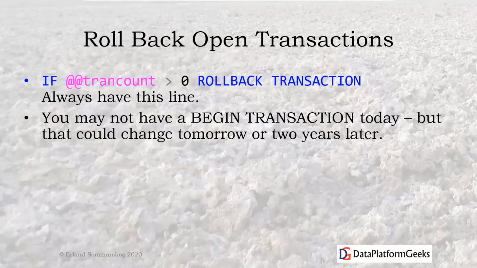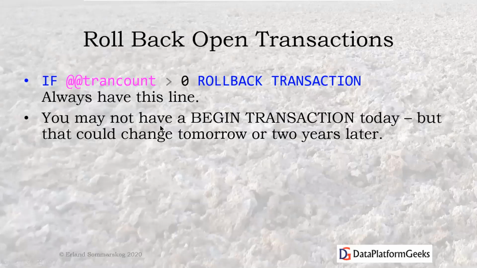You may not have begin transaction today in your code. You may think, well, I don't need this. Yeah, but you may not have that today, but that could change tomorrow or two years later. If some other guy comes in, because by then you have left the company, and changes your code and adds a transaction, will that person remember to add this line to your catch block?